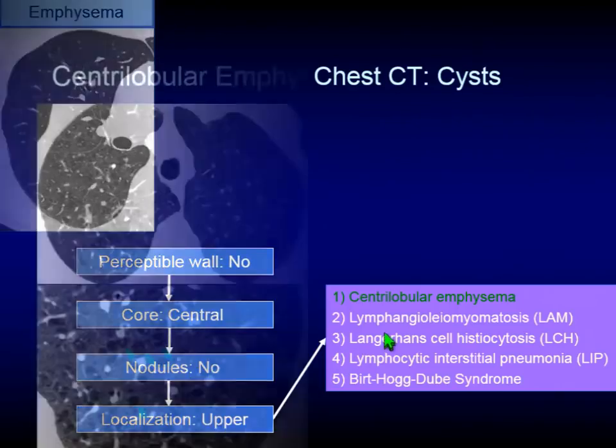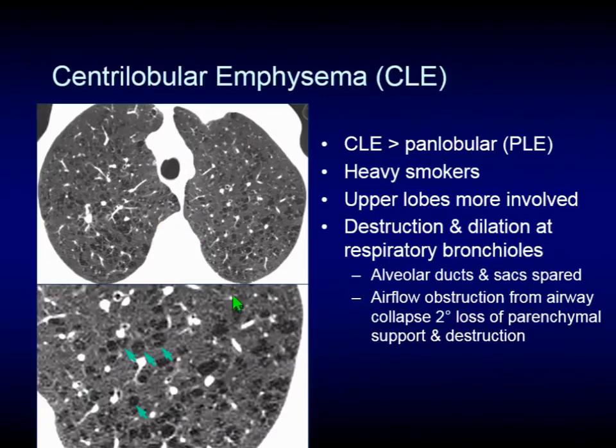We're talking about centrilobular emphysema. So this is what I meant about the core structure going right through the center of that cyst. And again, that's because the lung destruction is occurring all around the core structure, affecting the respiratory bronchioles in the center of the secondary pulmonary lobule.